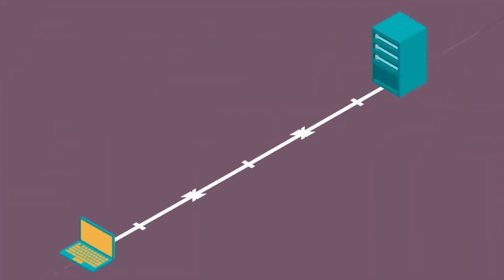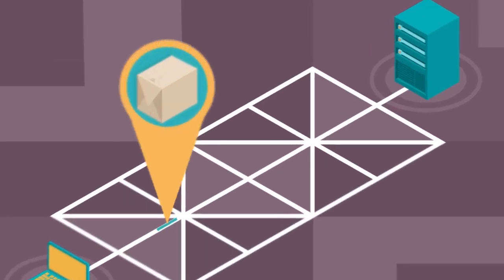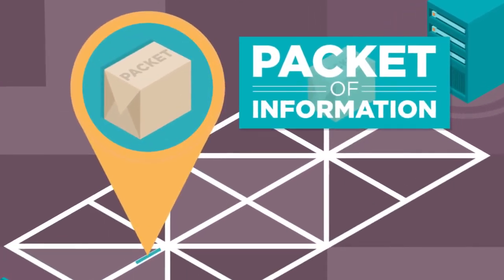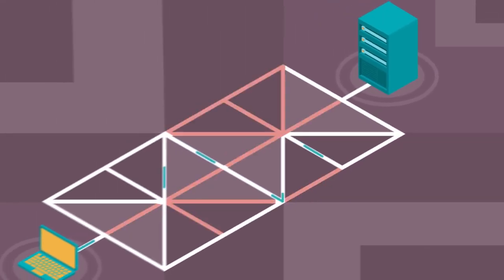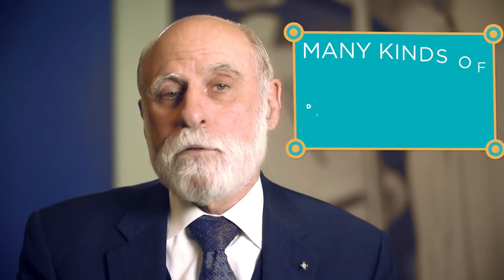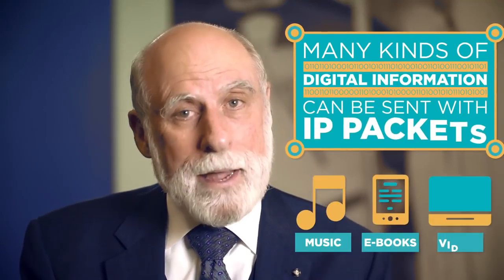Information on the internet goes from one computer to another in what we call a packet of information. And a packet travels from one place to another on the internet a lot like how you might get from one place to another in a car. Depending on traffic congestion or road conditions, you might choose or be forced to take a different route to get to the same place each time you travel. And just as you can transport all sorts of stuff inside a car, many kinds of digital information can be sent with IP packets, but there are some limits.